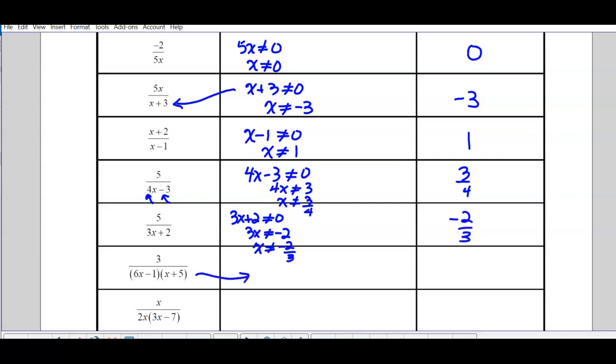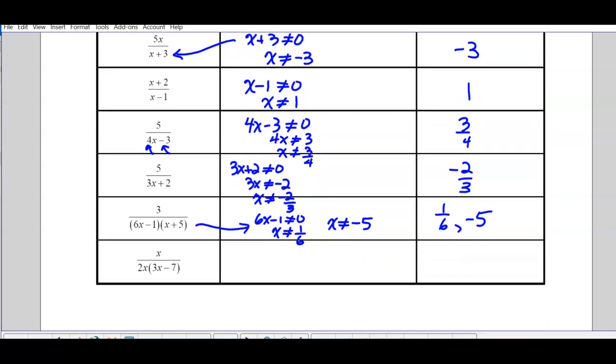Here we have two factors, so we're going to have two non-permissible values, unless the factors were the same. So 6x minus 1, so really x cannot equal 1/6, and x cannot equal negative 5, so your non-permissibles, you just list them. And then the last one has an x out here as a monomial, so that one, x cannot equal 0. And then, of course, this x cannot equal opposite sign of the constant, divide by the coefficient. So 0 and 7/3.